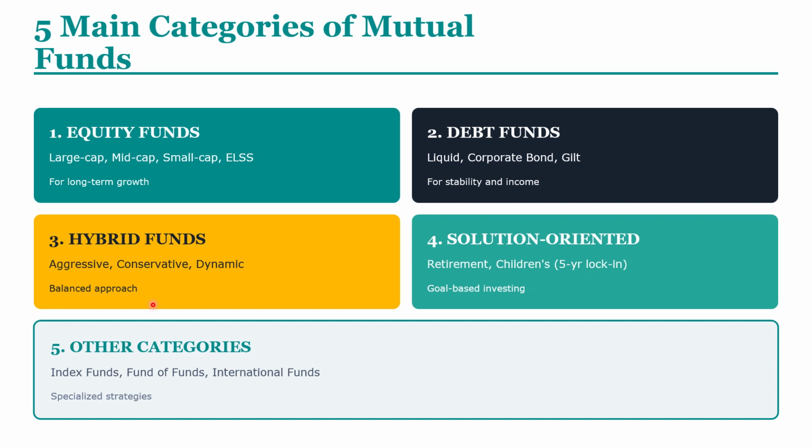Whereas hybrid funds follow a balanced approach. Part of the amount will be invested in equity and the remaining part might be invested in debt. Aggressive, conservative, dynamic are various types of hybrid funds. Solution oriented funds. There are funds like retirement funds, children's funds, and some funds have a 5-year lock-in, etc. These are for gold based investing. Other categories are like index funds, fund of funds, international funds, etc.